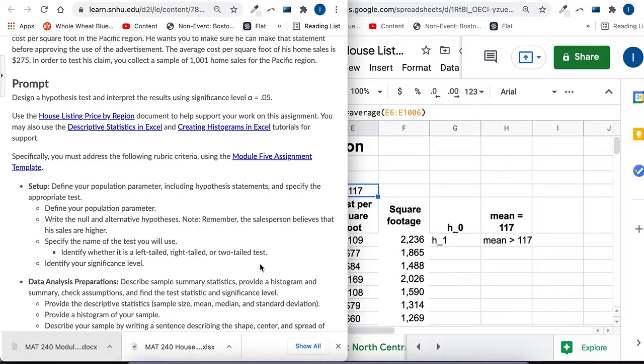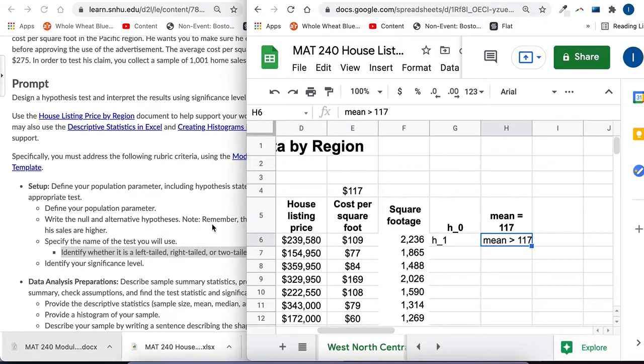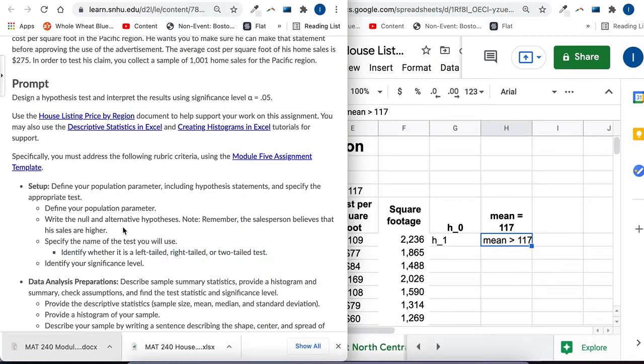Specify the name of the test that you use, whether it's left-tailed, right-tailed, or two-tailed. You can determine that by looking at your alternative. The alternative for my hypothesis test is that I'm testing to see whether my mean is bigger than some value, right? In math, if we get bigger, we go to the right. On our number lines, the lowest numbers are always on the left, the highest numbers on the right. So this is a right-tailed test. If you were to draw that normal distribution, you're trying to see if your test statistic lands off into the right tail. So this is a right-tailed test because it's greater than. If we were testing that the mean is less than 117, that'd be a left-tailed test.